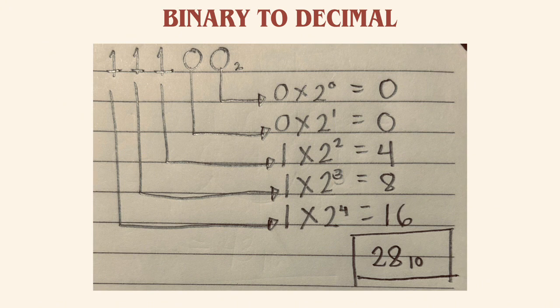Identity exponent, so it should be 2 times 0 is equal to 0. Again, any number multiplied by 0 is 0. 2 raised to the power of 2 is 2 times 2, which equals 4, times 1 is 4. 2 raised to the power of 3 is 2 times 2 times 2. It's 8, so 8 times 1 is equal to 8. 2 raised to the power of 4 is 2 times 2 times 2 times 2. It's 16, so 16 times 1 is equal to 16. The sum is 28 base 10.